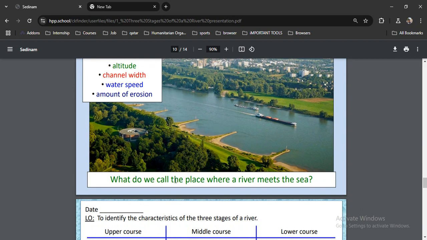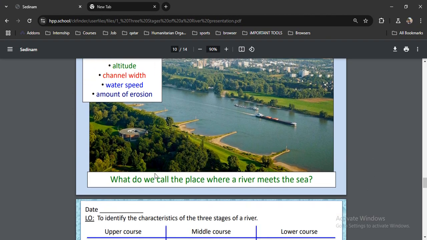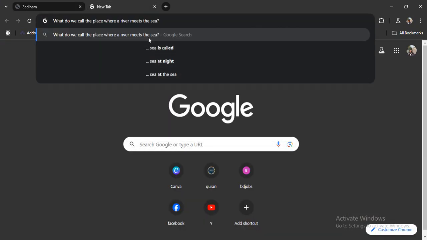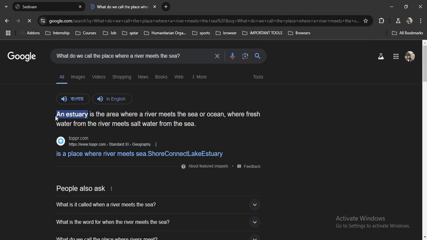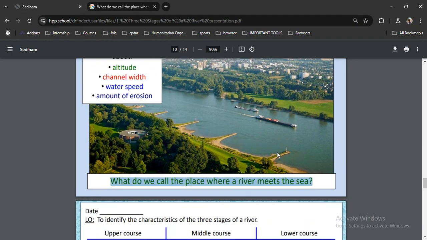What do you call the place where a river meets the sea? According to Toppr.com, an estuary is the area where a river meets the sea or ocean, where fresh water from the river meets salt water from the sea. So this is an estuary.